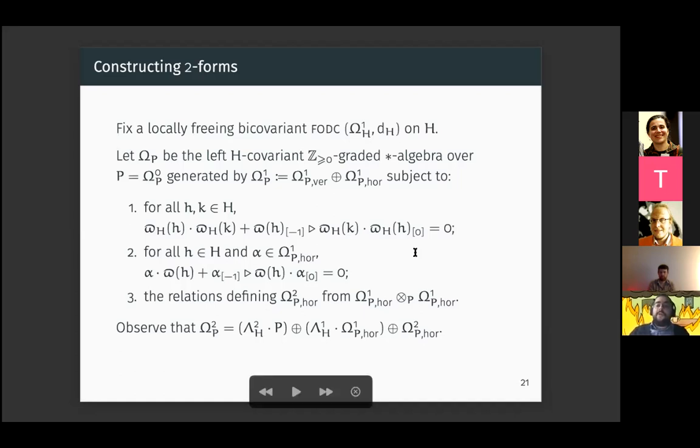I believe so. This is the superbosonified prolongation of the vertical 1 forms. This is whatever prolongation of the horizontal 2 forms you started with. But then you have to decide what happens when you take a product of a vertical 1 form with a horizontal 1 form, and so you impose these extra conditions.